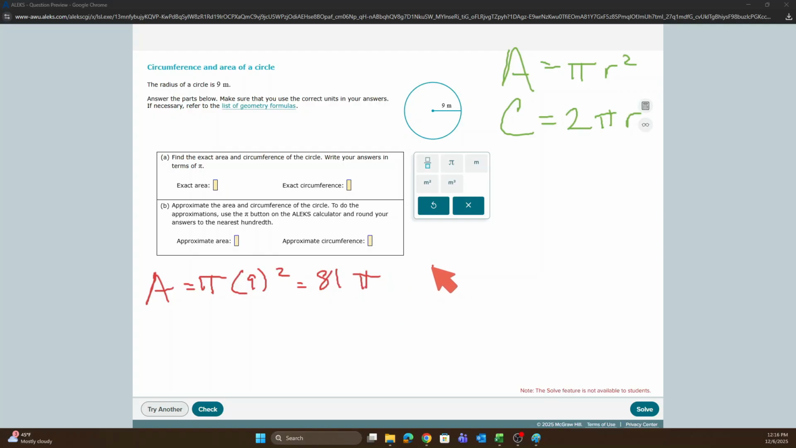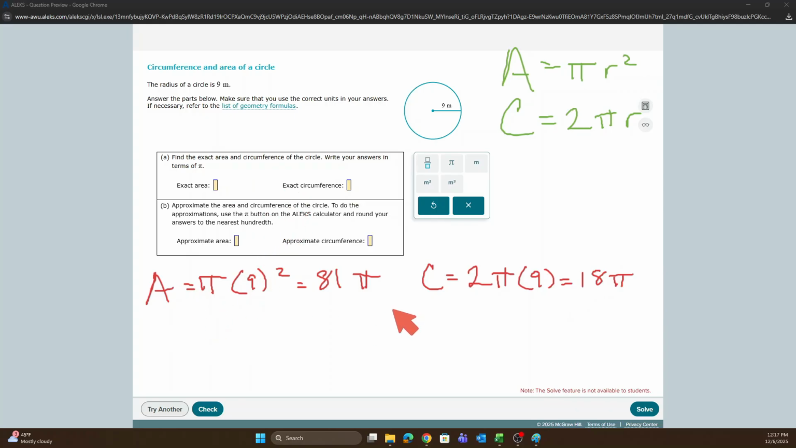Then we have our circumference is 2 pi r, and r is 9, and this is 18 pi. So here we've got 81 pi for our exact area and 18 pi for the exact circumference. The reason these are exact is because pi is an exact value. We don't estimate it as 3.14 or anything like that. This is pi with all of the digits. So this is the exact area, and this is our exact circumference.